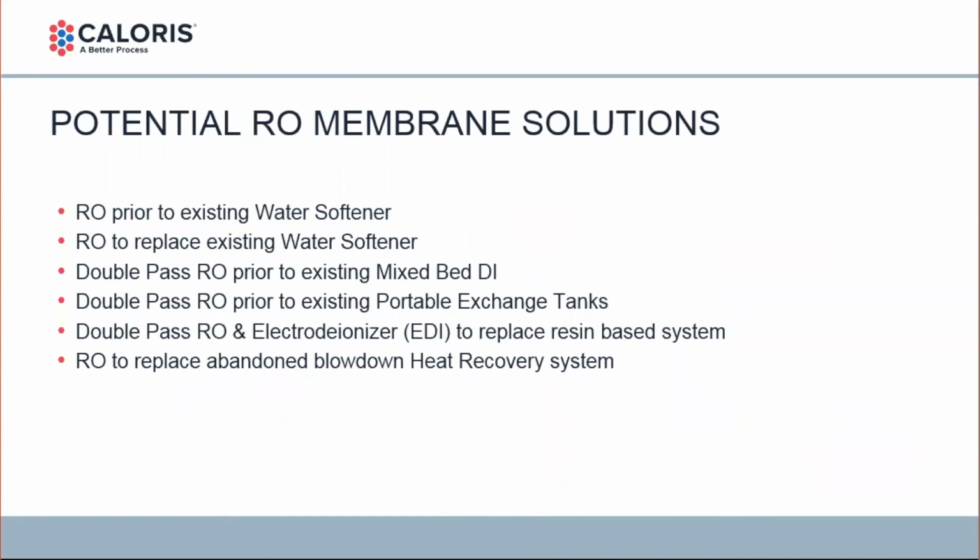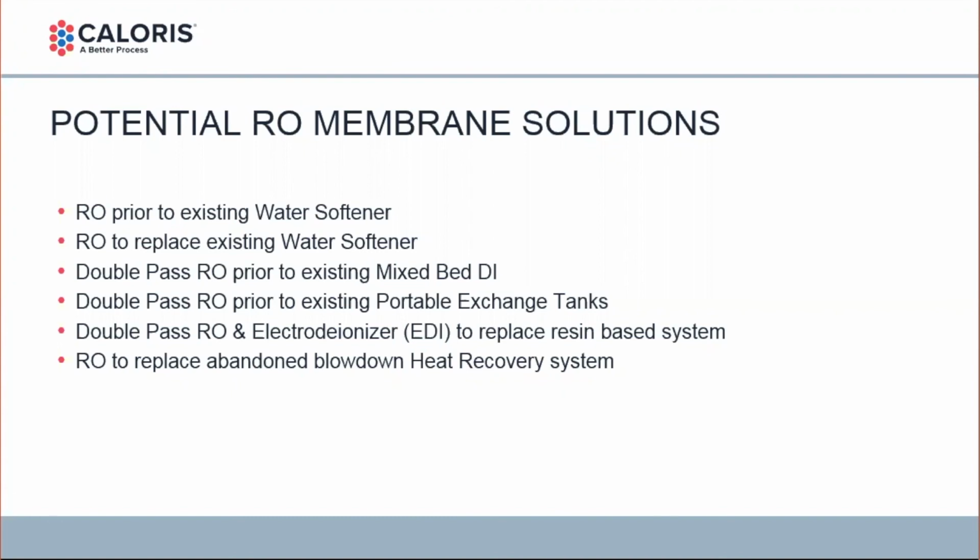Okay, so potential RO membrane solutions. One solution is an RO prior to an existing water softener. What that's going to do is reduce the TDS, and basically the RO is going to have maybe a part per million of hardness. That hardness going to the water softener is pretty good, much going to reduce it all, so you're going to have a pretty good stream then going to your boiler. And the real beauty is that the water softener, instead of having to be regenerated every 4 hours, probably isn't going to have to be regenerated for, you know, 1 to 2 months.